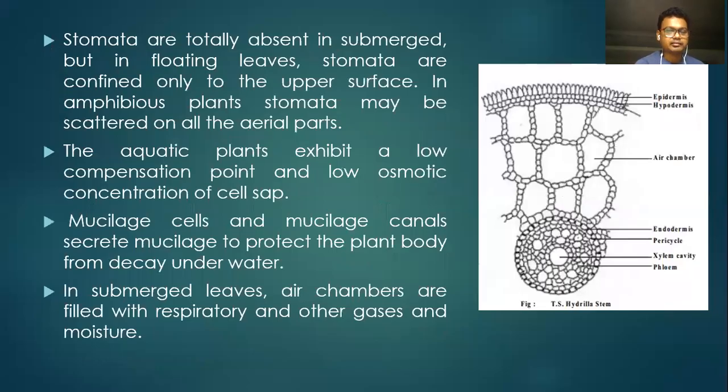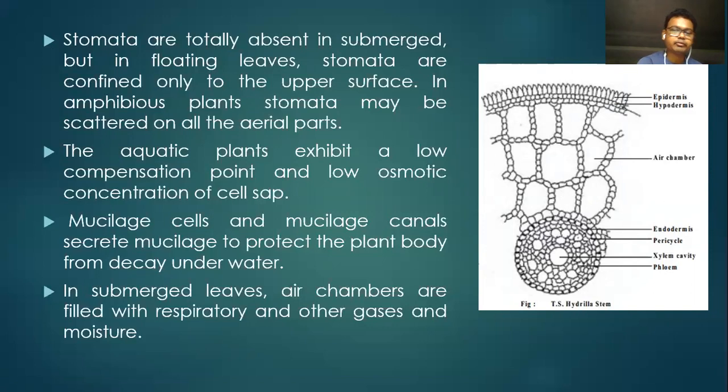Next is the stomata. We know that stomata are required for transpiration, and they are responsible for the release of water in the form of vapor. But in the case of hydrophytes, the stomata are totally absent in submerged plants, because submerged plants are already submerged within the water. So how can they perform transpiration?